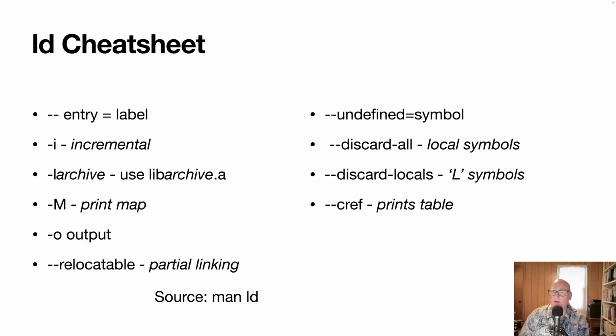Discard all local symbols and then discard locals. A convention that assemblers often have is if you start an address with L, that means it's local only. And you don't need to pass this symbol around to other object files or anything. There's no point keeping track of all of them. So discard locals lets you get rid of those, not bother including them. And then cref also prints a table. I'm not sure the difference between map and table, but might be something we have to find out sometime.